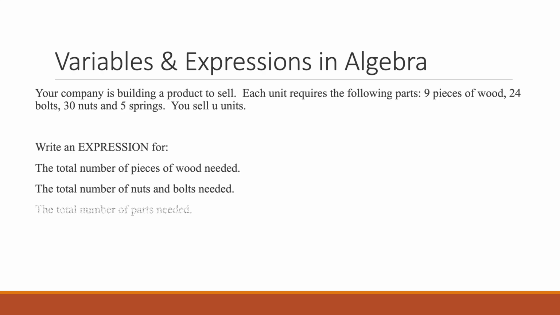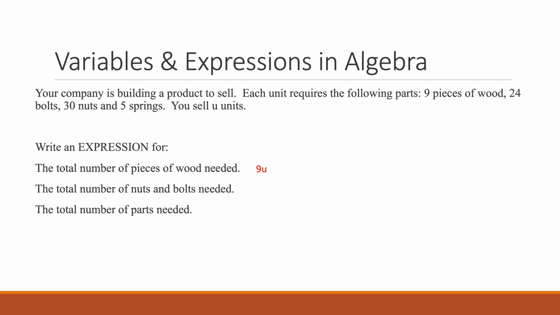Again, this flashing thing is going on. I don't know what's up with that. Oop. Okay, so I clicked one too many times. The answer to the first part is 9U, because you need 9 pieces of wood for every unit. So like if there were 3 units, it would be 9 times 3, which is 27. So 9U represents 9 times whatever the number of units is. Remember, that can vary, so that's why we use a variable.